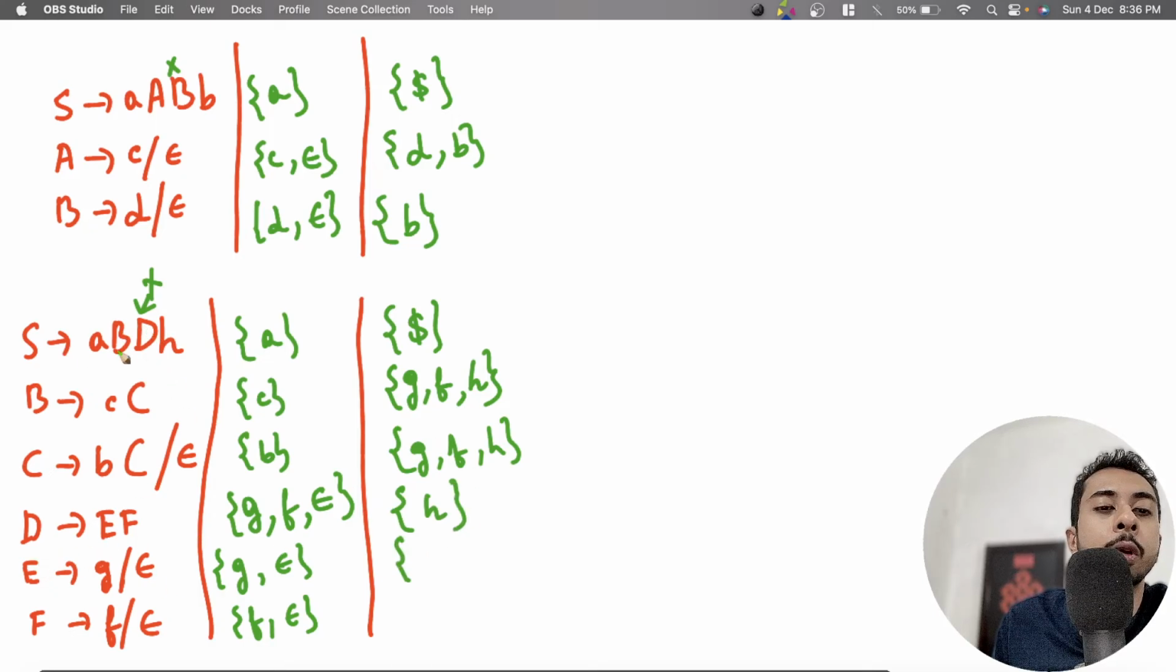Follow of E. What is follow of E? Follow of E is first of F. What is first of F? First of F is F as well as epsilon. So if I put epsilon in place of F, on the right hand side, follow of E will be follow of D. Now what is follow of D? It is H. Done. Next, follow of F. So follow of F is follow of D.